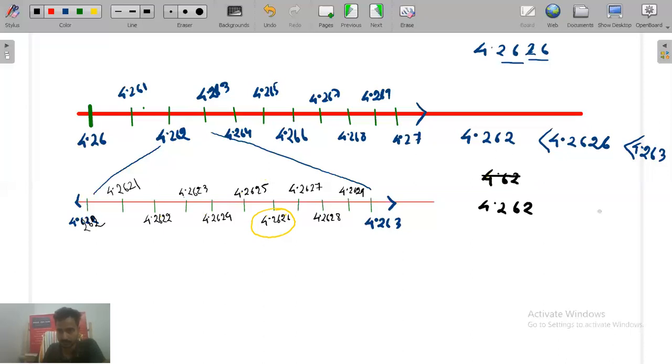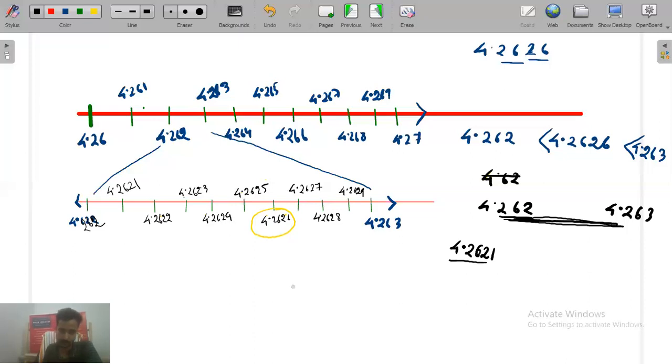Suppose you are asked to divide the distance between 4.262 and 4.263 into 10 equal parts. Then what will be the part? It will remain same. The next digit will come after the 3 decimals. So the first part will be 4.2621. Many of you may make the mistake here, so listen carefully. 4.262 will remain.